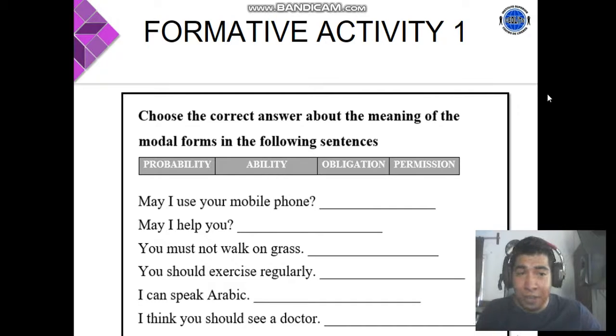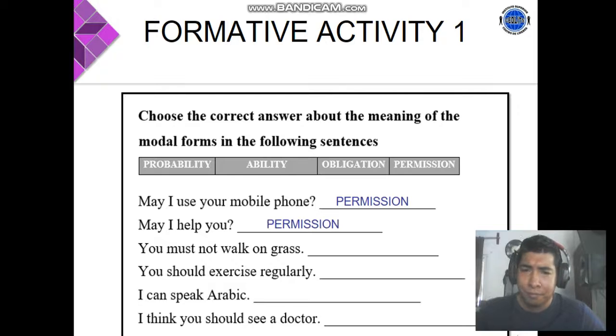Alright, did you finish? Great. So now let's go and review how good you were in this part. ¿Sí? Vamos a ver la number 1. May I use your mobile phone? What did you put there? Yeah, permission. Permission is the correct one. May se utiliza para permission, para pedir permiso. The next one, may I help you? Yes, you're right.